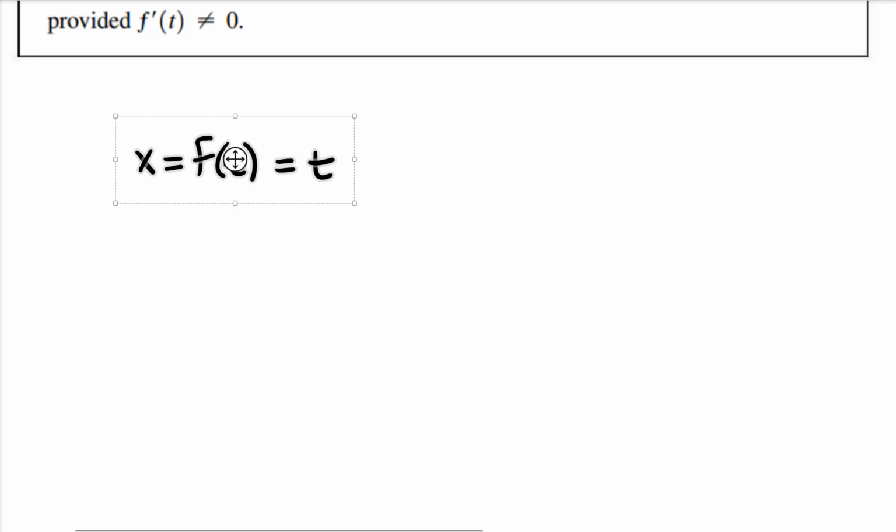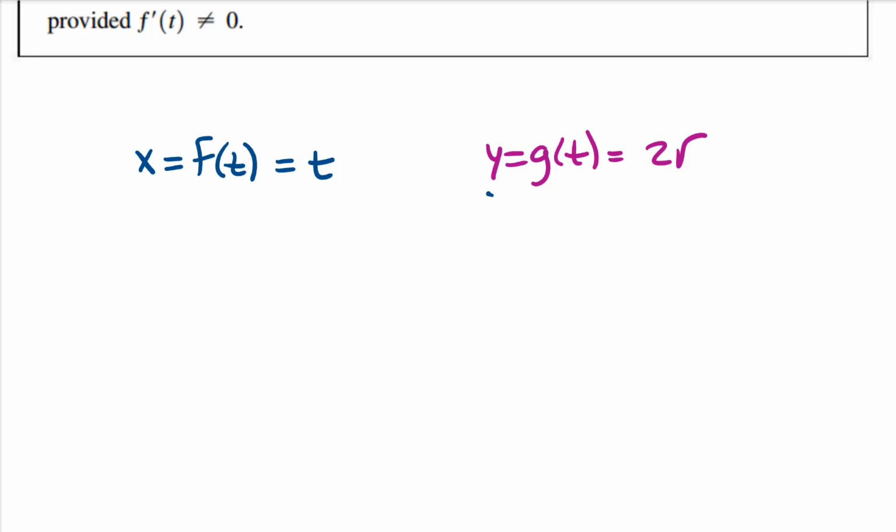Let's do a problem. I'm stealing this straight from your textbook. x is equal to f of t, and let's just keep it mellow and call that t. Then let's say y is some g of t, and let's call it 2 root t, and we say that we're only doing this for t greater than or equal to 0.